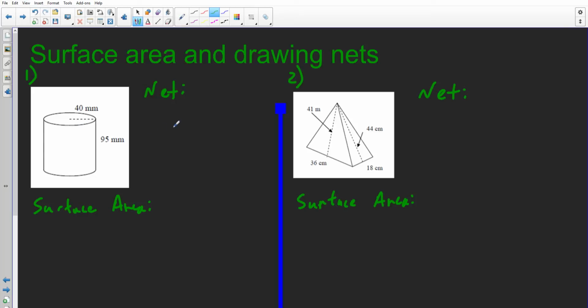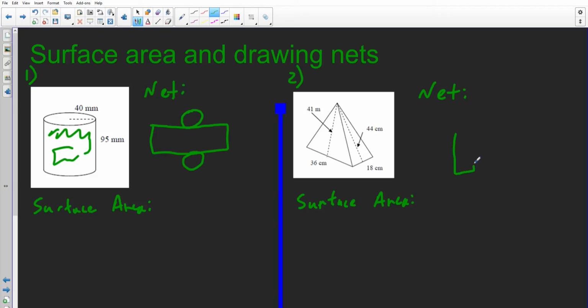So if you were to unfold this cylinder, you'd have a rectangle, right? That's the outside here. And you would have two circles, the top and the bottom. So that's what it is. And I apologize for my drawing. I'm not very good at drawing with this tablet, so I'm doing my best.